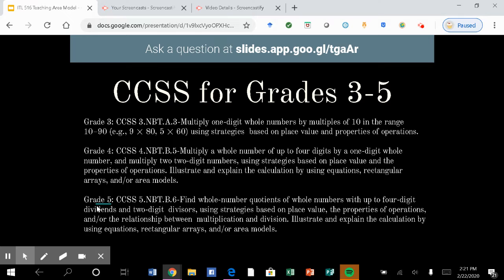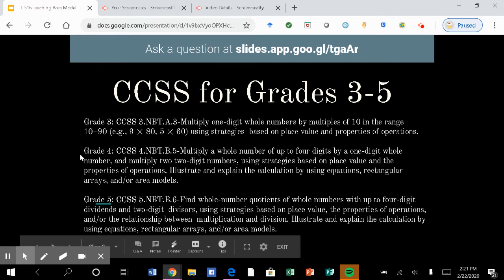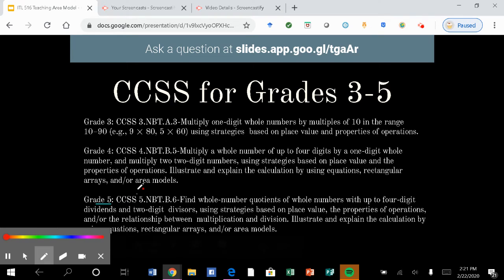And this is where we introduce the concept of area models, so that by grade 5, they can continue using these area models again, but for quotients and in division. So for today's class, we're going to look at how this would be seen in the 4th grade classroom, because this is where, in the standard, the area models are introduced.